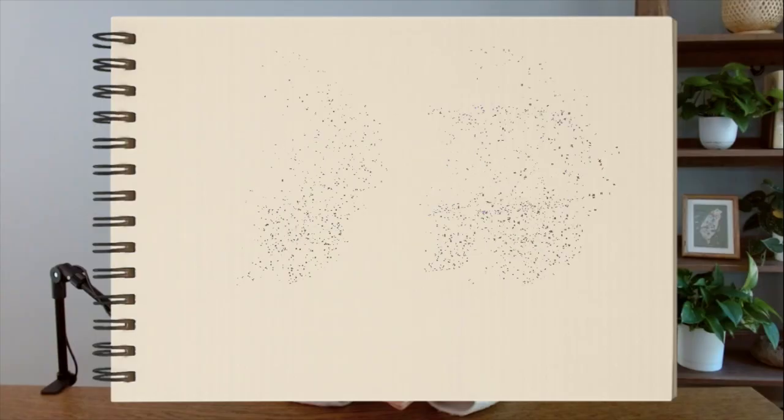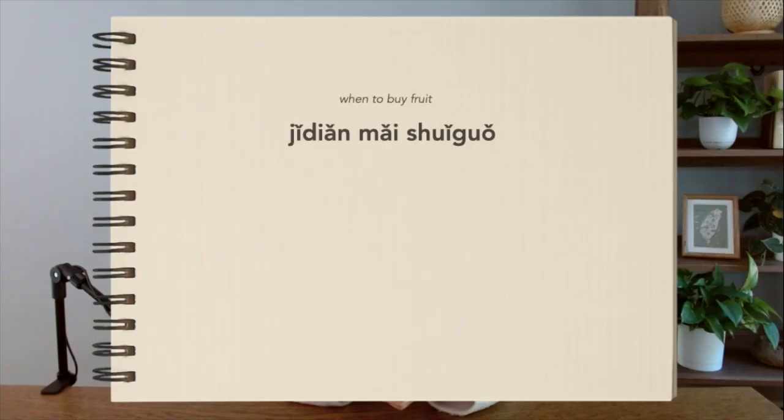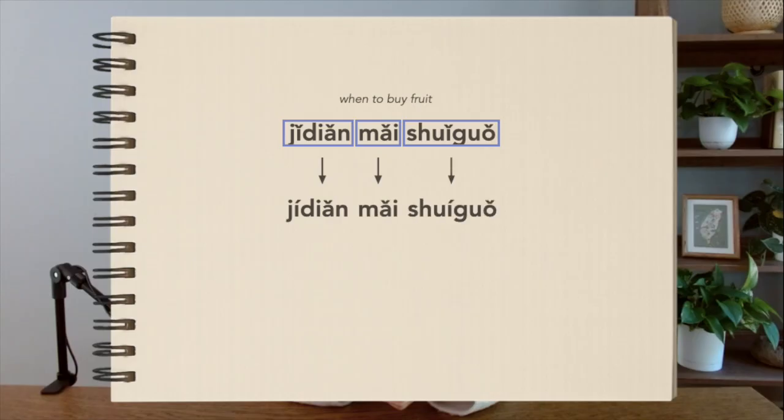Let's add one more element to it, when to buy fruits. Group the syllables into words, when, to buy, and fruit. 几点, 买, and 水果. Okay, now we're left with one pair of third tones, 点 and 买. So 点 will change into a second tone. 几点买水果? Now the sentence sounds smooth and clear.